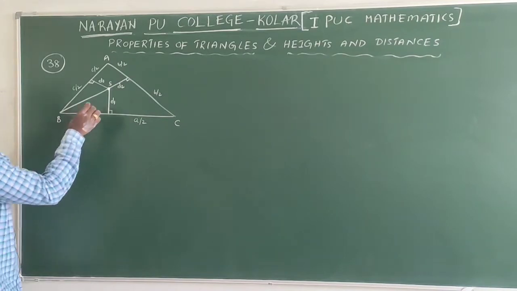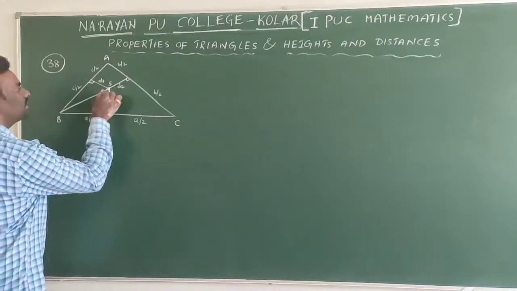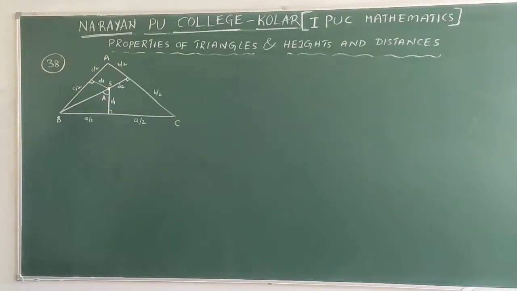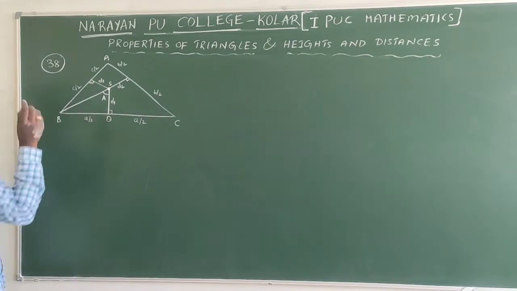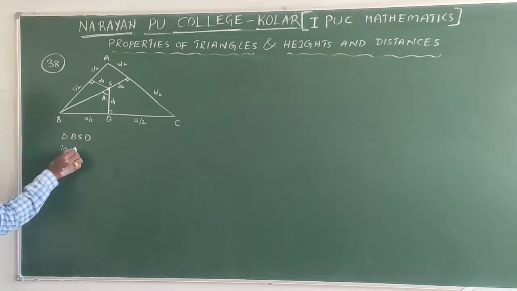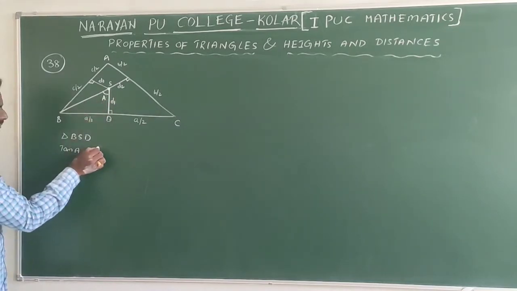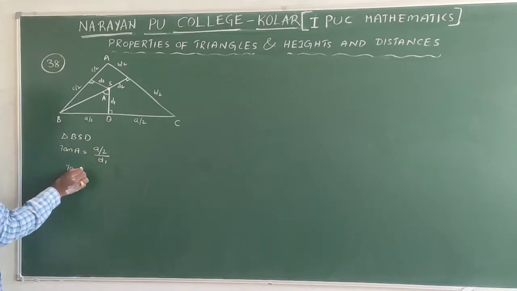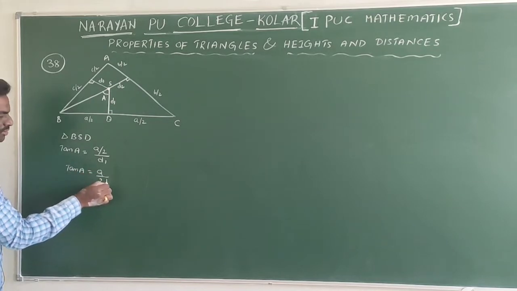Okay. Now, this is opposite angle A. From this, if this is A, this is the opposite side and this is the adjacent side. From triangle BSD, I am finding tan A. Tan A is opposite by adjacent, that is A by 2 D1. That is nothing but tan A equals A by 2 D1.